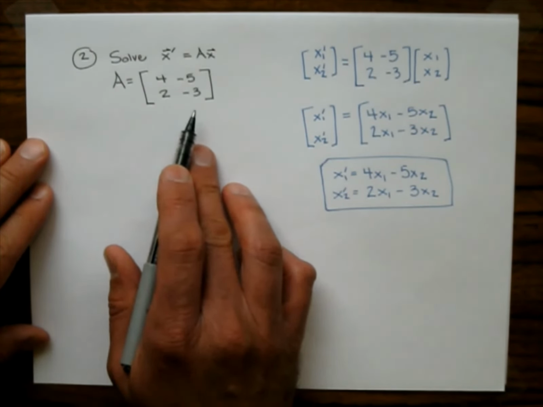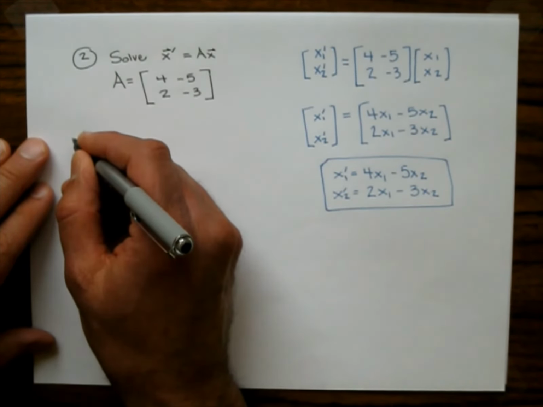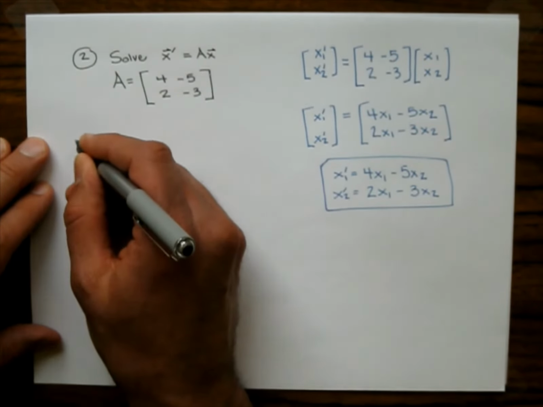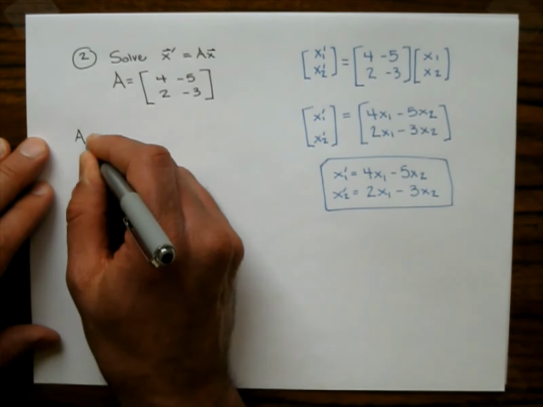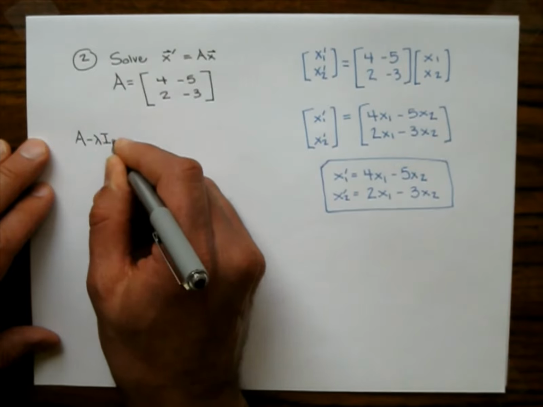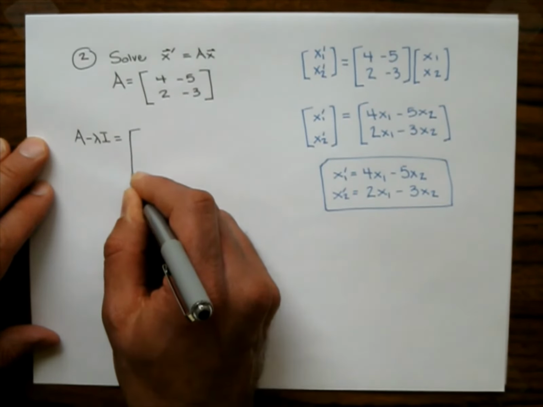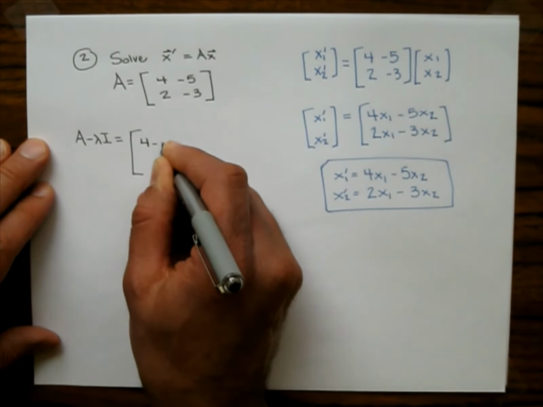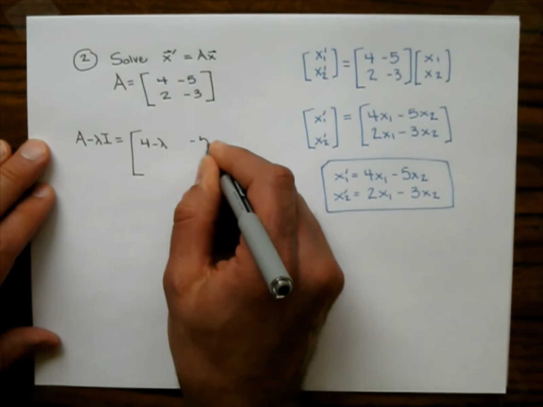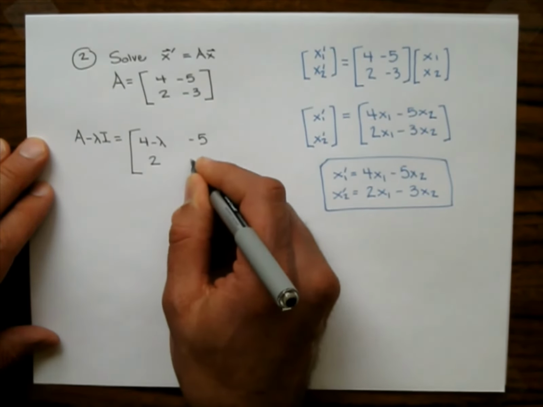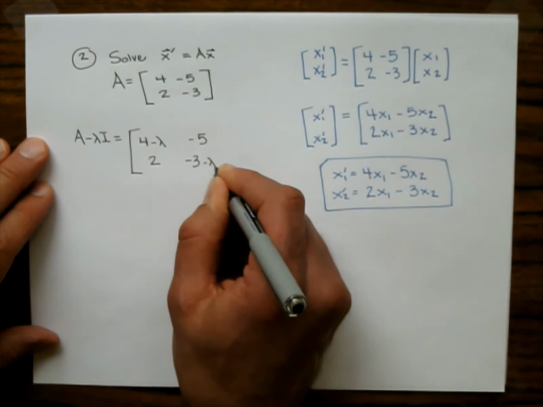So now it goes back to, do we remember about eigenvalues and eigenvectors? Well, here it goes. The first thing you want to do is go A minus lambda I. And so this gives me 4 minus lambda, -5, 2, and -3 minus lambda.